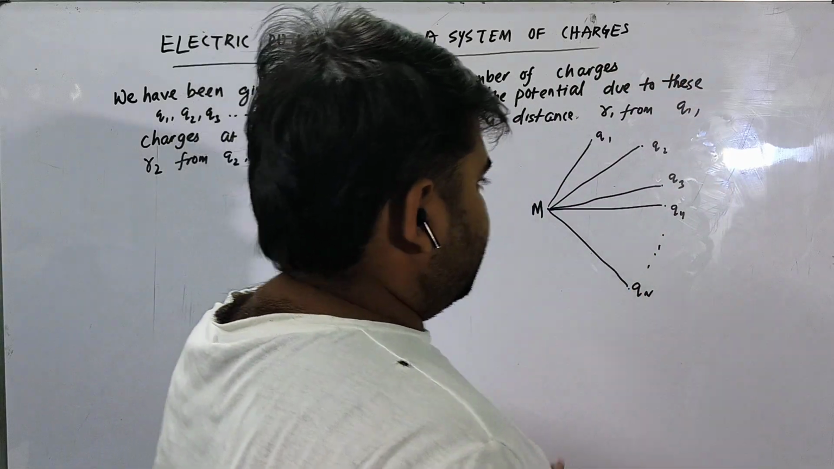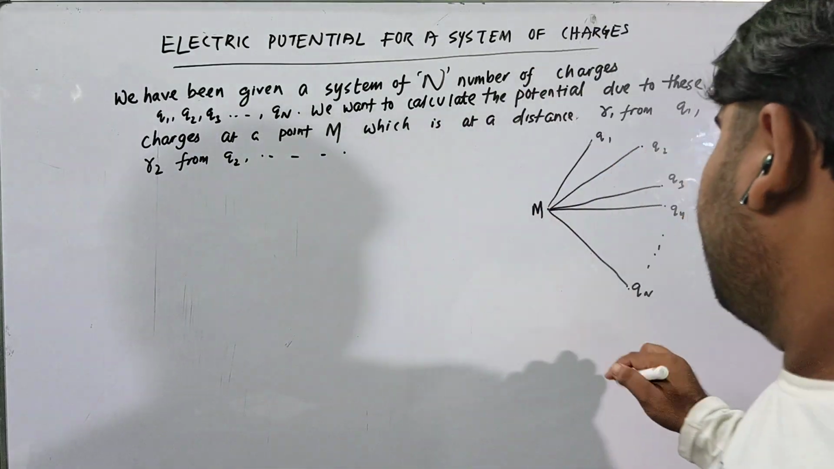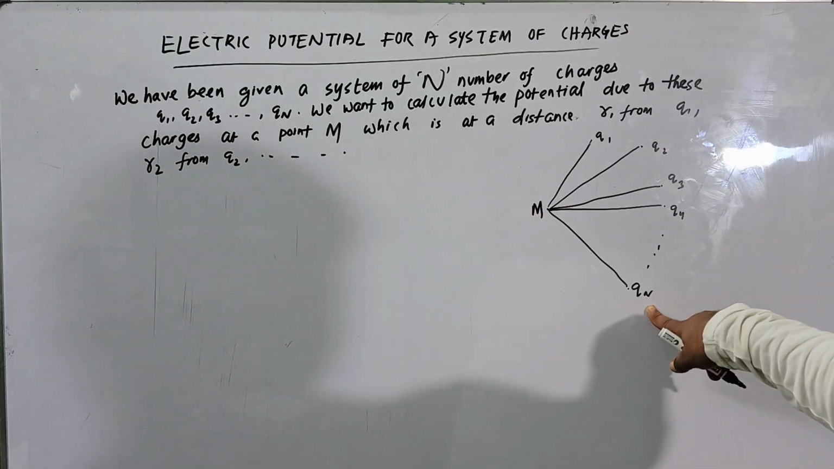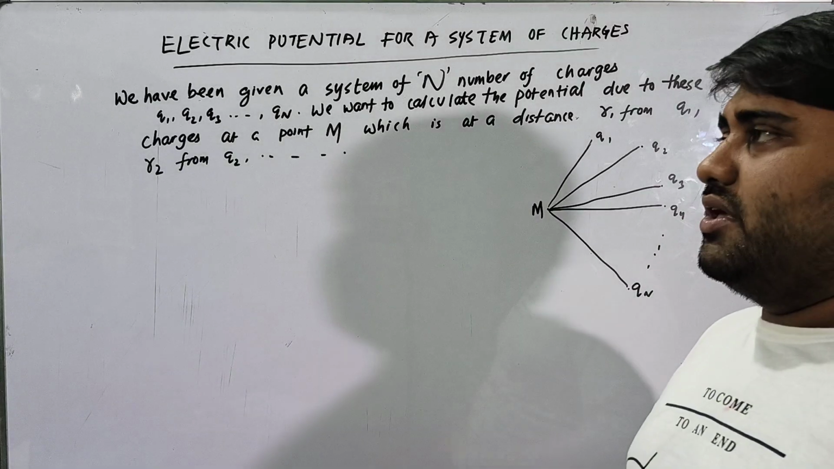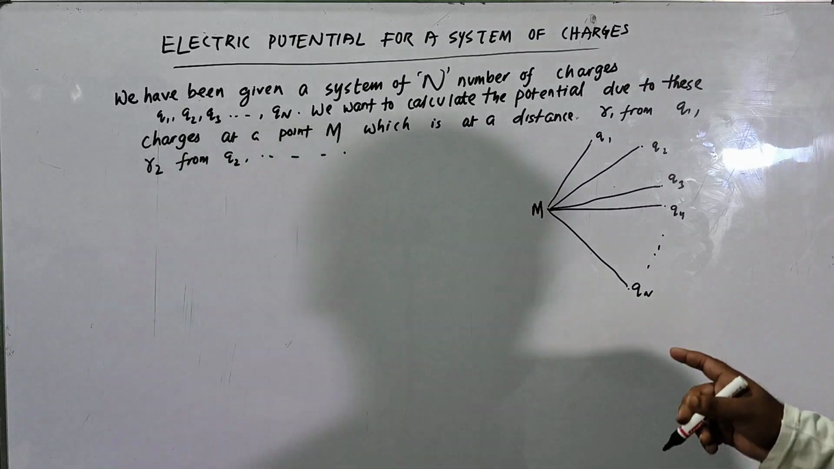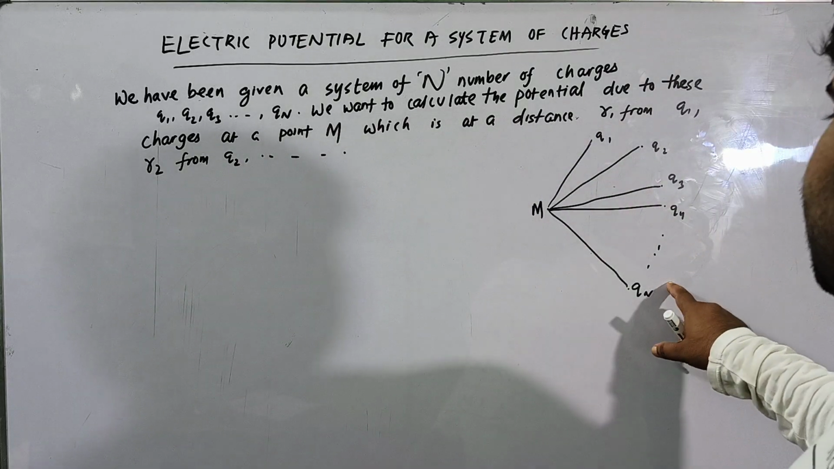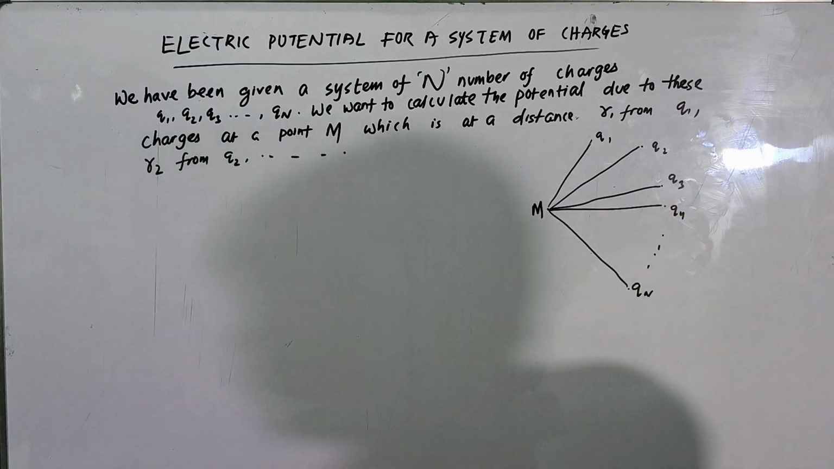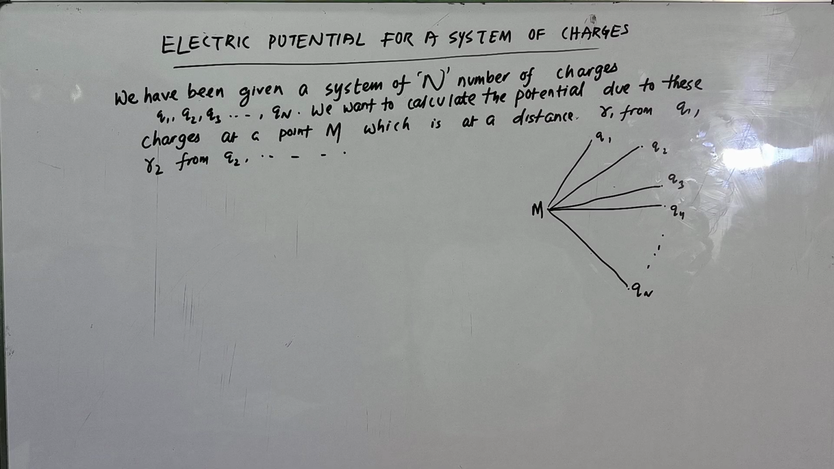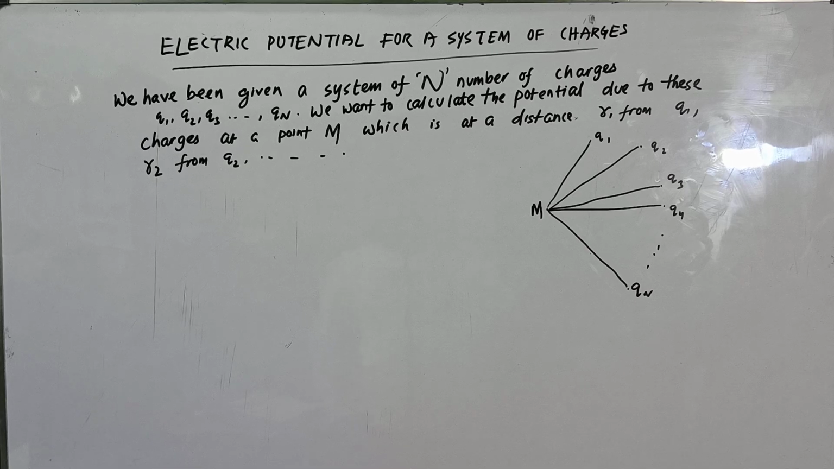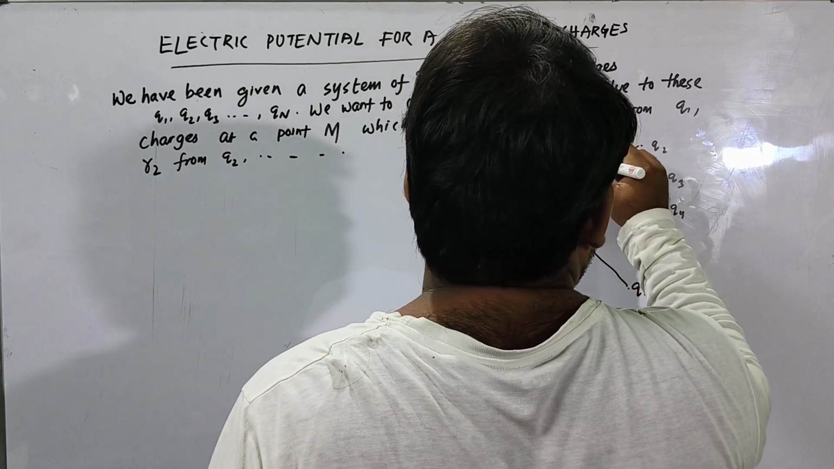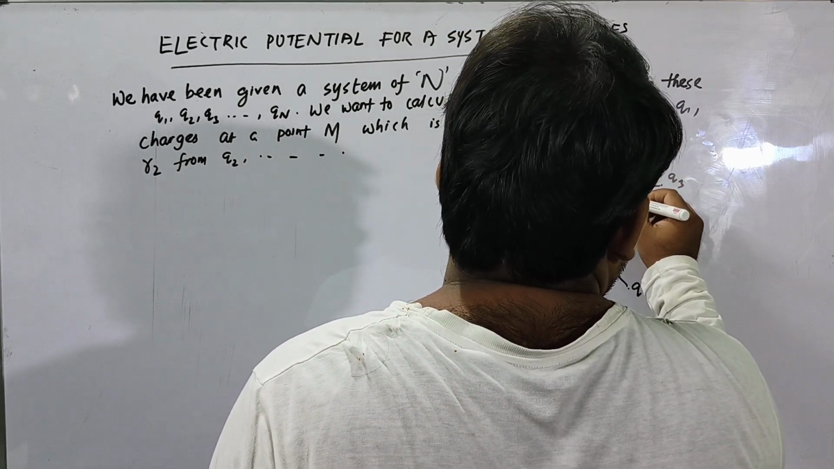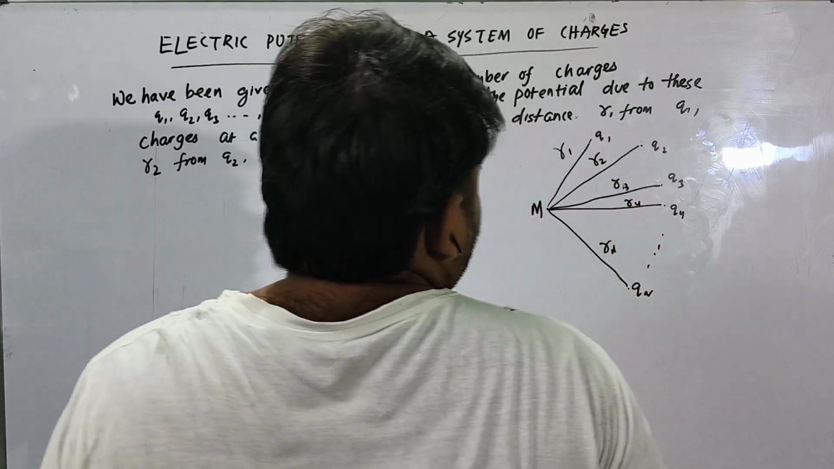There are many charges in between, between 4 and n. n can be 5, it can be 1,000, it can be 10,000. We need not worry about that, but we need to calculate the collective potential at M due to these charges. I assume that you have understood the figure up until now. You can name these distances R1, R2, R3, R4, and Rn.